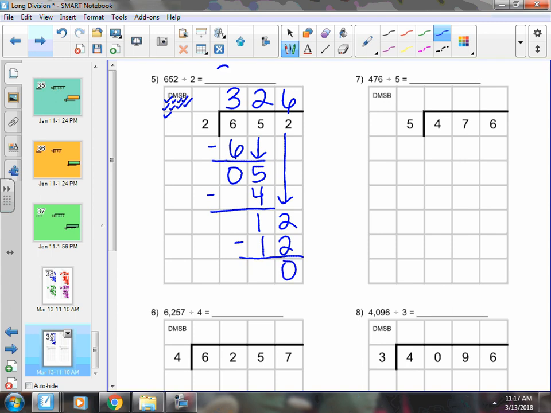Subtract, there's nothing to bring down. That's when you know you're done. 326, there's nothing left over.